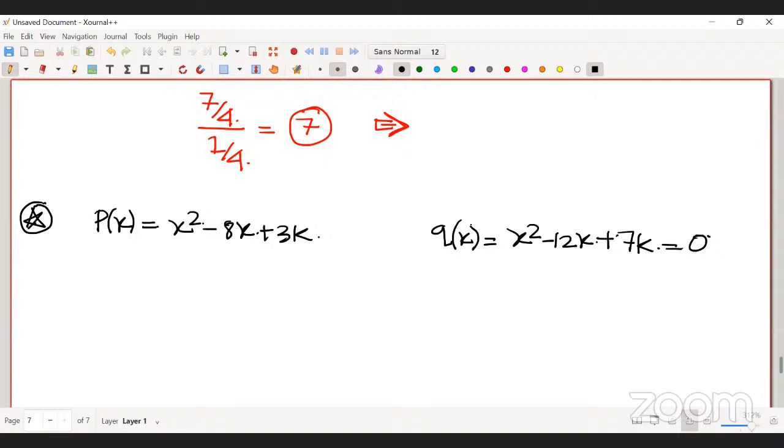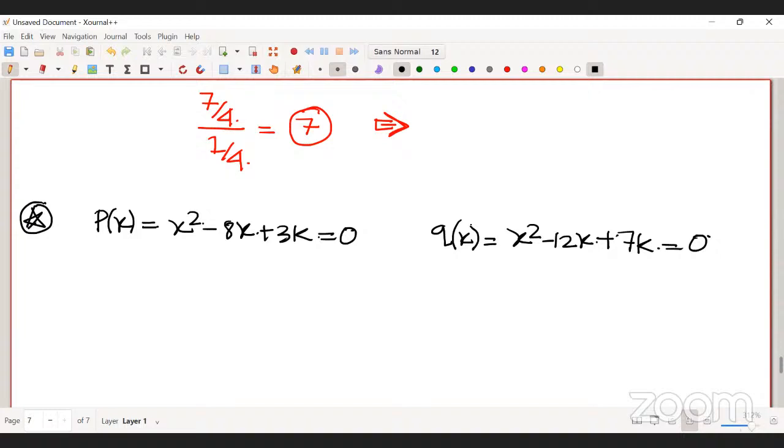P of x is also equal to 0. Sorry, P of x is also equal to 0. No, P of x is equal to 0. I agree, no problem. P of x equal to 0, Q of x equal to 0. Okay, that is basically a way to represent the quadratic equation.